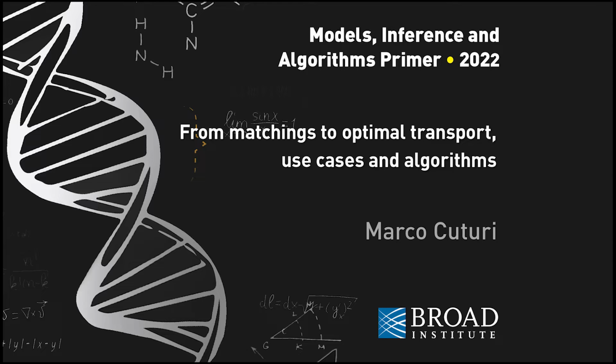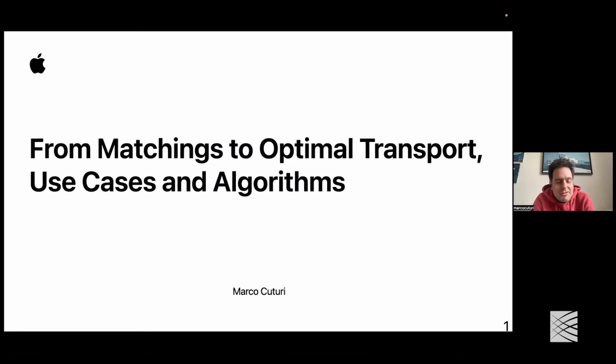As was just introduced, I will be presenting a primer on optimal transport. The title is From Matchings to Optimal Transport: Use Cases and Algorithms. But it will basically be a talk about why this theory of optimal transport has found relevance recently in various fields. Chiefly among them, of course, machine learning, but increasingly in biology, for instance, single-cell genomics.